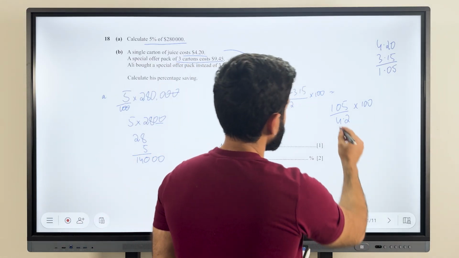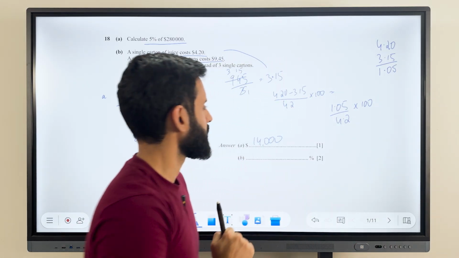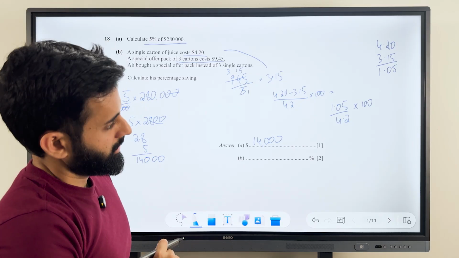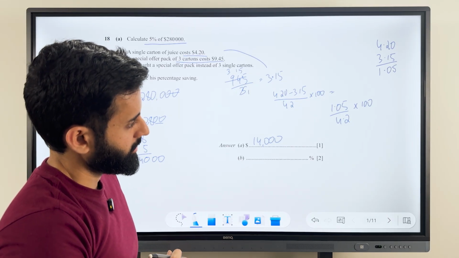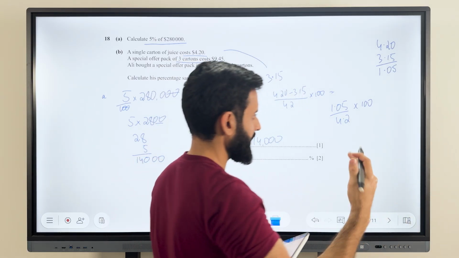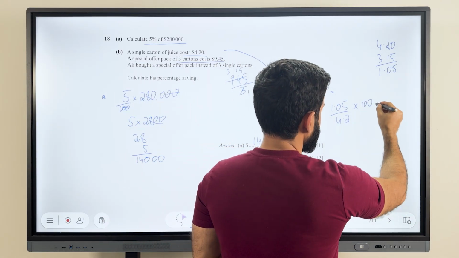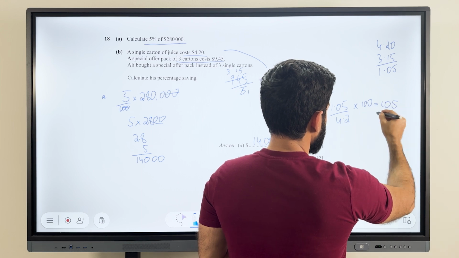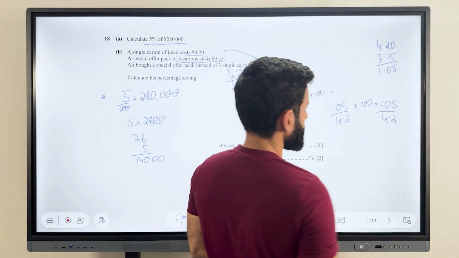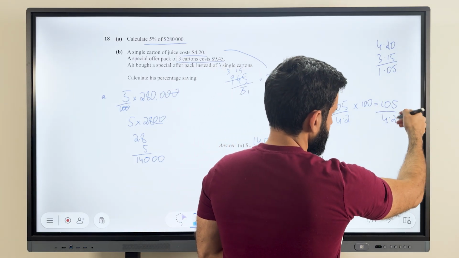How can we simplify? Let's see if I can simplify maybe using the table of, well, we can do it by 1.05, but this is something that may not occur in the exam. So let's do it the conventional way. So 1.05 times 100 is equal to 105 divided by 4.2. Okay. Now, how do we divide fractions that have decimals?